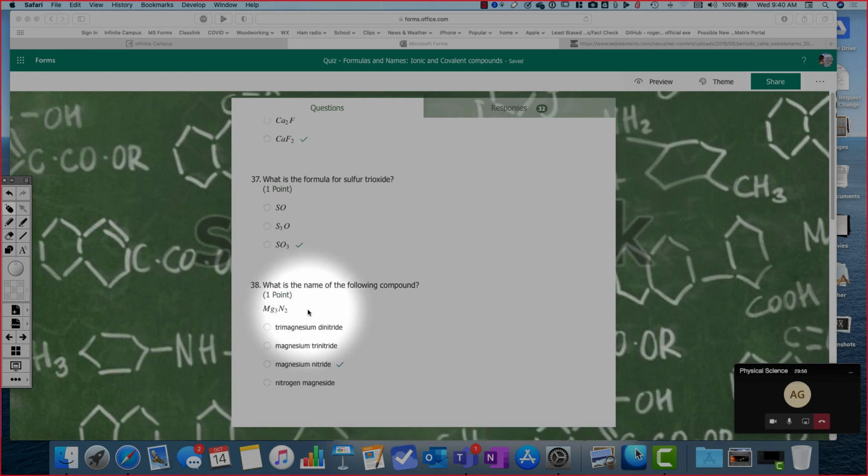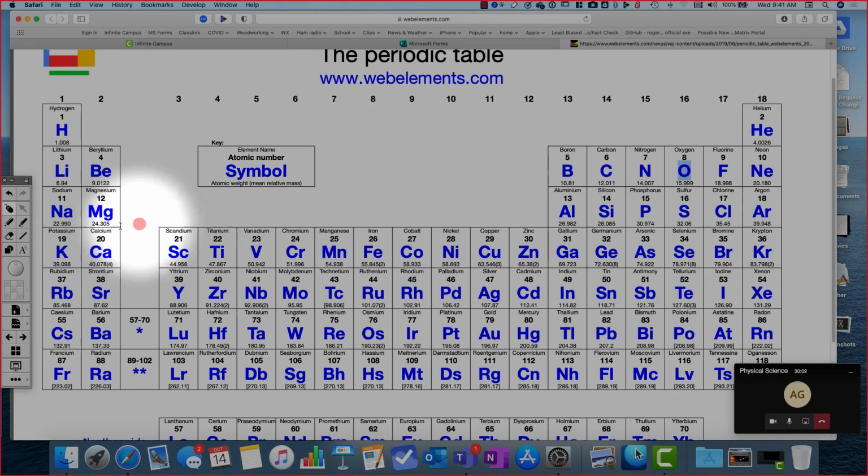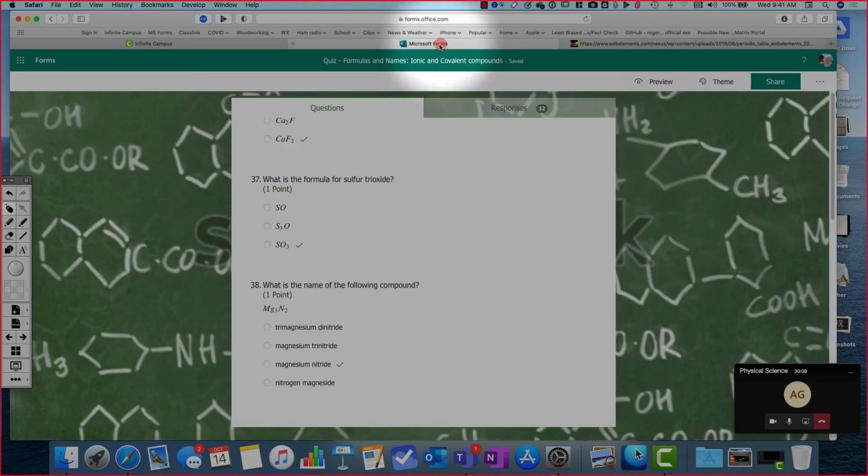And the last one. What is the name of the following compound? Mg3N2. Mg is magnesium, metal to nonmetal. So no prefixes because it's an ionic compound. It's just magnesium nitride. Okay?